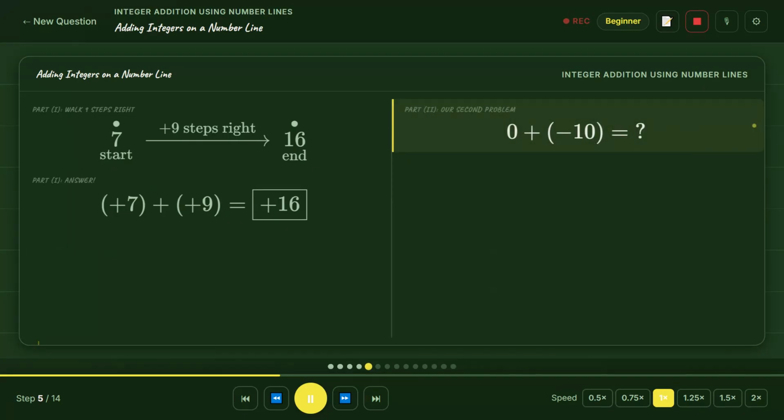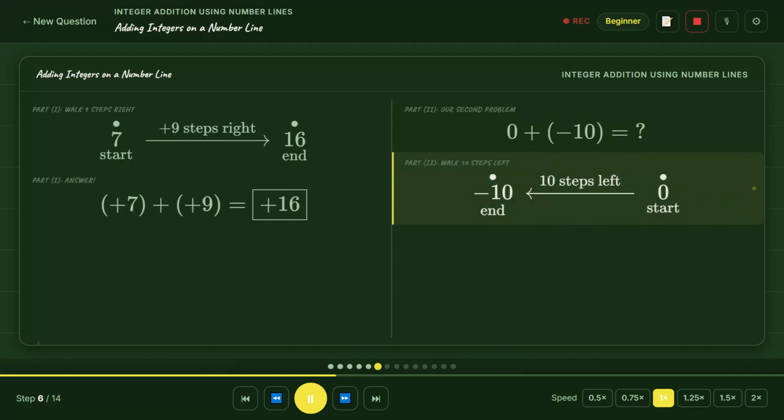Now, let's do the second one. We have 0 plus negative 10. On our number line, we start by standing on 0. We are adding negative 10, so we walk 10 steps to the left. The minus sign tells us to go left. We count 10 steps left from 0 and we stop at negative 10.